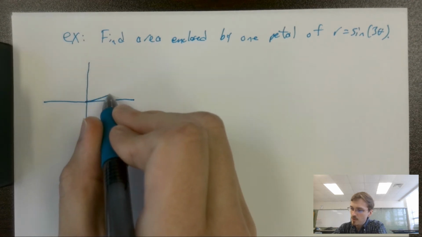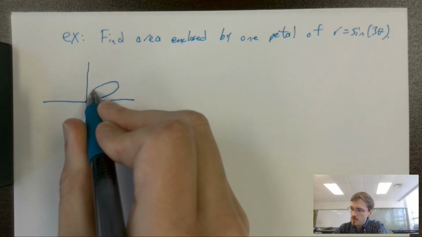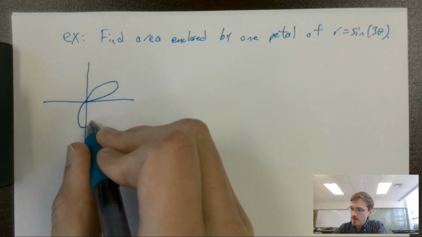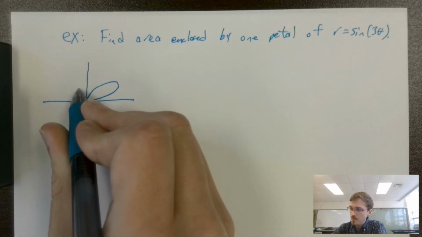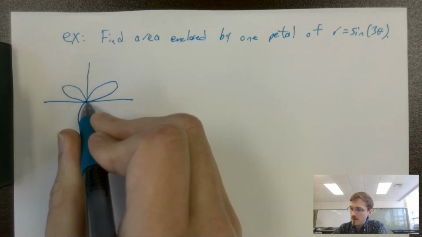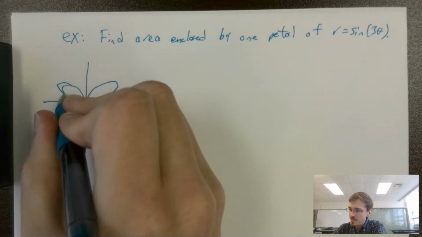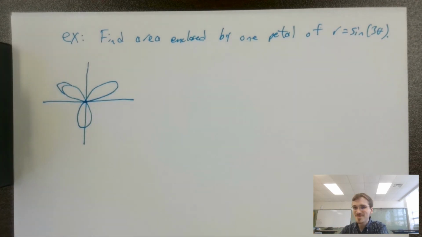And it will go out, come back to r equals 0, and then down, and then back out again. And then from here it cycles. And all of these petals go out the same distance. I just can't draw, so pretend that all these petals are kind of the same, right? They're all the same area.